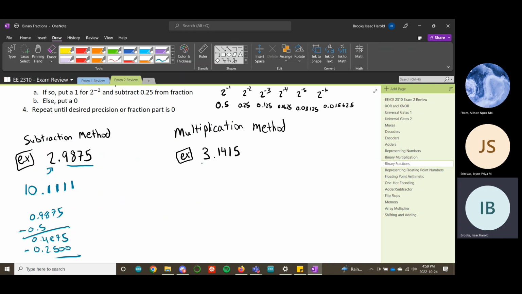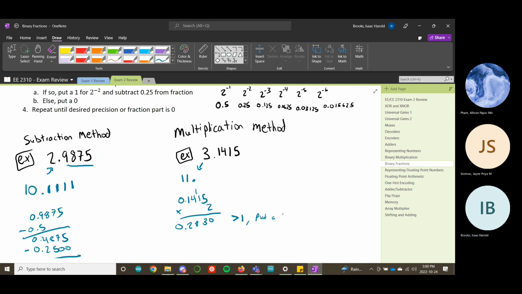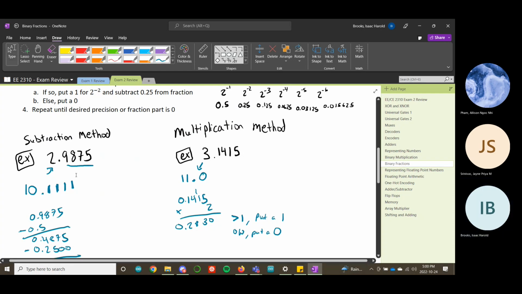So you start out doing the same thing, where 3 gets turned into a binary 1, 1. And then you put your binary point. And now you're looking at the fraction part, 0.1415. So what you do is you multiply this by 2. You multiply it by 2, and if this number is bigger than 1, then you put a 1 for the first power of 2. Otherwise, put a 0. So what we did is we multiplied it by 2. Our result was less than 1. So that means we do not put a 1 for the 0.5 case. Okay? So we try this again.